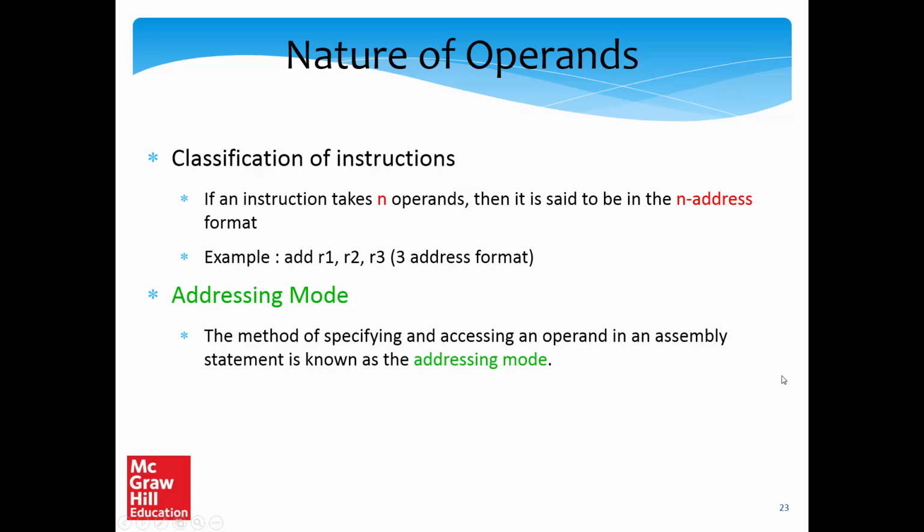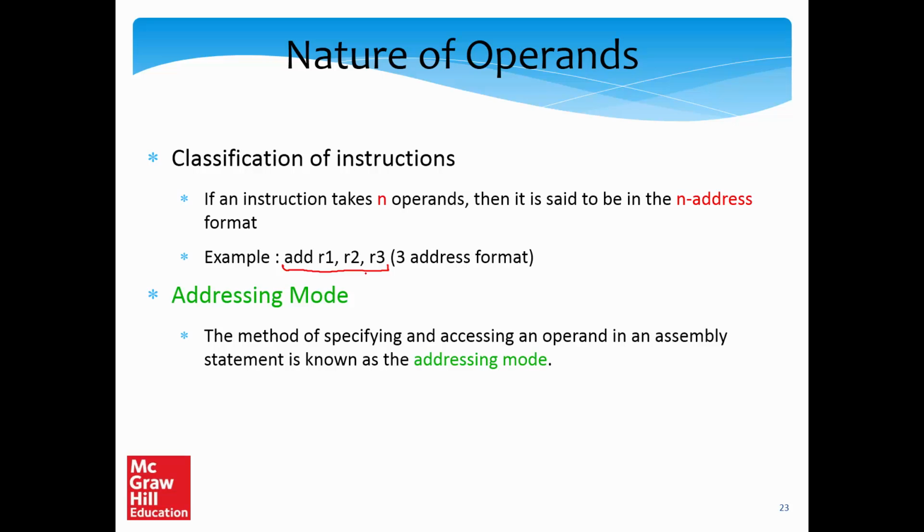Let us now discuss the nature of operands. So let's begin by classifying instructions and defining some basic terms. If an instruction takes n operands as input, then we say that it's in the n address format. For example, this add instruction over here takes 3 operands as input, so we say that it's in the 3 address format. Similarly, we can have instructions in the 1 address, 2 address, and we can even have 4 address format instructions. So an address format basically refers to the number of operands that an instruction takes.